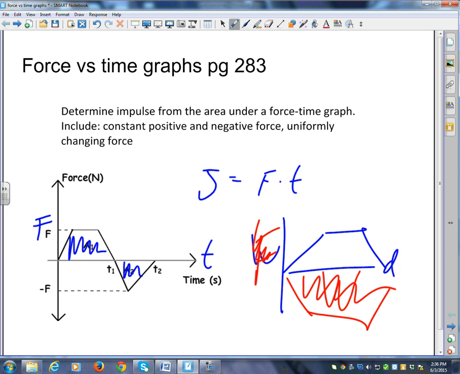I'm still amazed that, I hate to say this, but on the last test, I had people that had no idea they had to do the area. Every question that has been a graph has been find the area, you guys. It's the same thing over and over again, it's just called something different. Now it's going to be impulse. This is page 283 in the book, by the way.